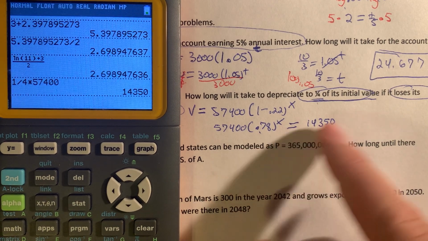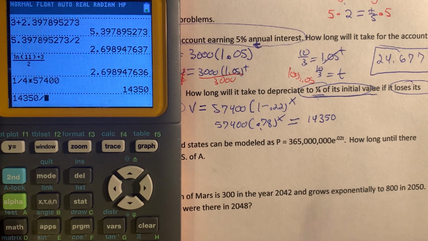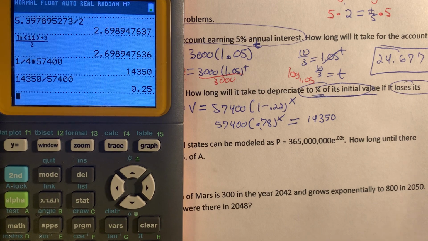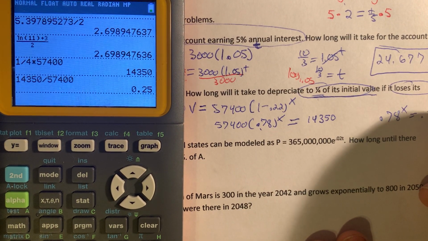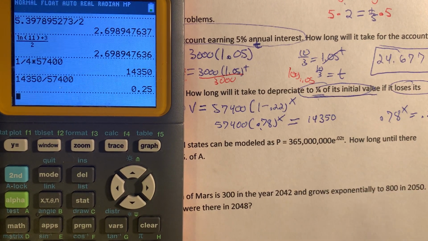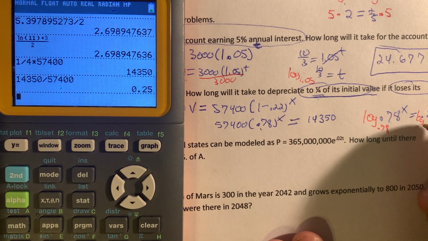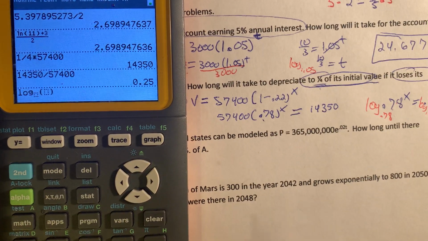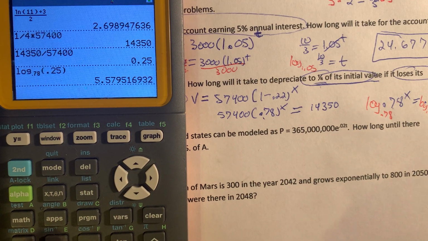And so let's solve this. Go ahead and solve it on your own. 14,350 divided by 57,400. I know this will come out to be 1/4, it turns out. It actually doesn't matter what the initial value of the car was. The answer will be the same no matter what. And now we're doing log base 0.78 on both sides, because that is the base of the exponential. So math, up, log base 0.78 of 0.25, and it will tell us how long it will take.